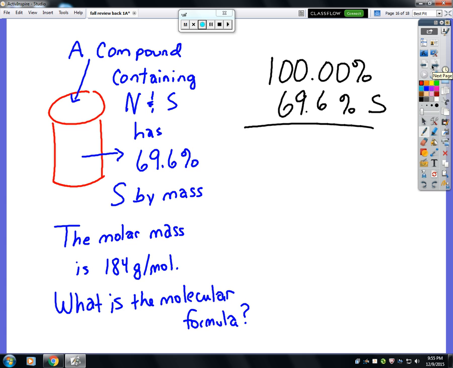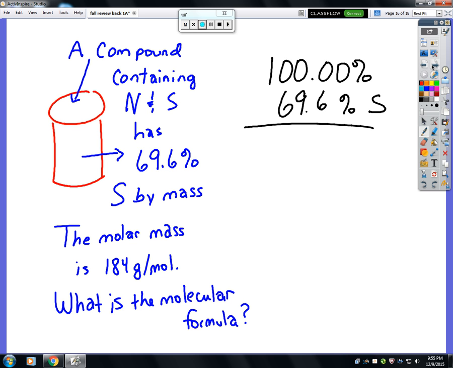I'm going to do one more because it's a combination kind of problem. And I'm sorry, but both these I picked are simple as far as the masses dividing. So I'll explain that in a second. So here I have a compound containing nitrogen and sulfur. And by mass, it has 69.6% sulfur. I know the molar mass of the real compound. What is the molecular formula?